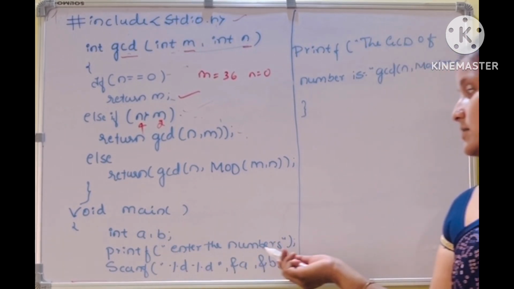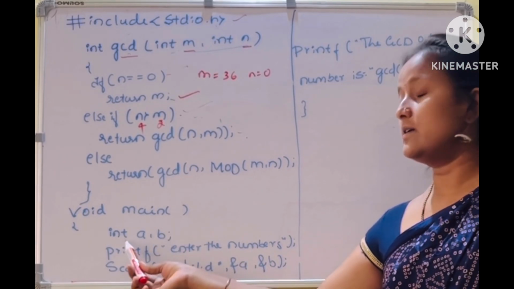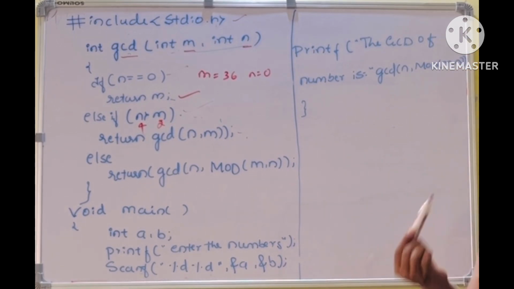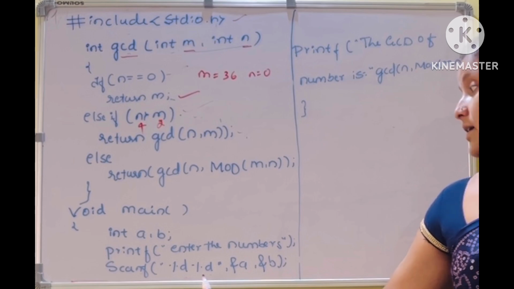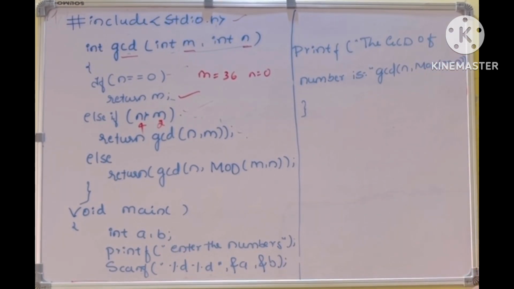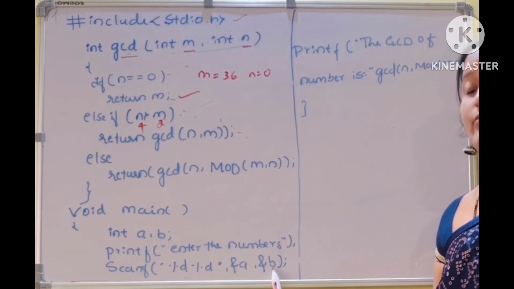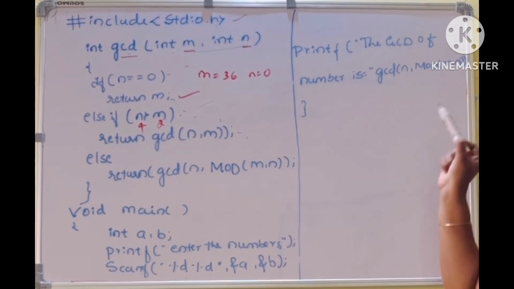Next is enter the numbers. I have declared percentage d and percentage d because the data type is int. Suppose if I declare the float data type, I have to declare percentage f and percentage f here. Since a and b are integer data type, I have written percentage d here. Here we are reading the value of a, using the address of a and the address of b. After reading these two variables, I have to print the result.